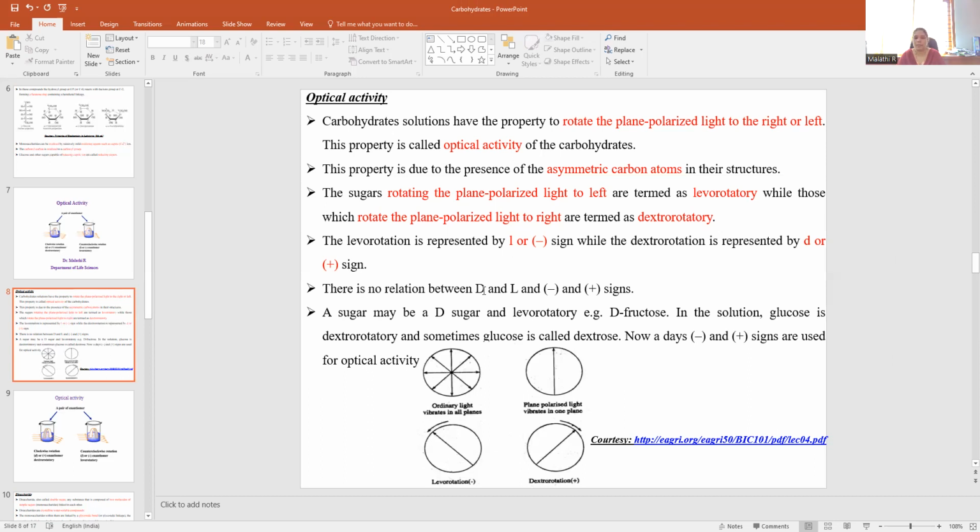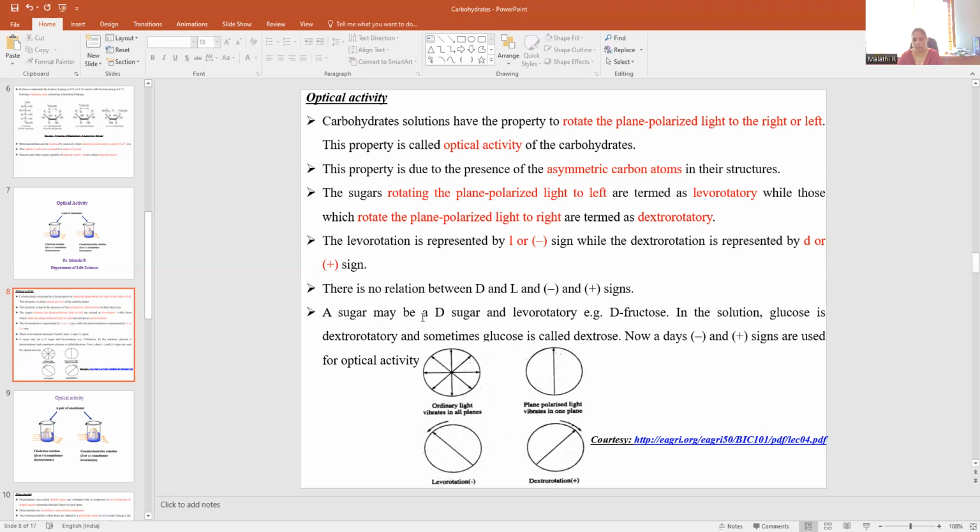There is no relation between your capital D and capital L. Those are all different. Small l and small d represent the optical activity, whereas capital D and capital L are different based on the hydroxyl group which is present at the fifth position of the carbohydrate. So we have to remember that optical activity means it will rotate the plane of polarized light either to the left or the right. Based on that, it will be represented as small l or small d, or by means of a positive sign or a negative sign.